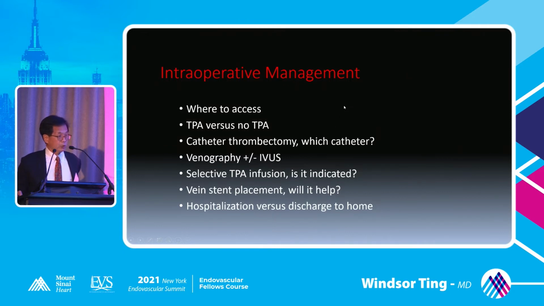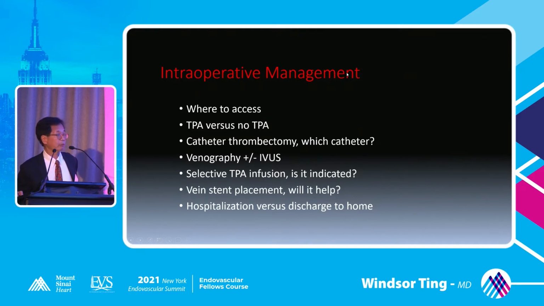When you have the patient in the operating room, there are a number of very important decisions. Where to access? Occasionally, you have to access more than one site to do your intervention. Will I use TPA or no TPA? If the patient is very elderly, had recent surgery, or has an underlying malignancy or some kind of cerebral pathology, I'll be less inclined to use TPA during that case.